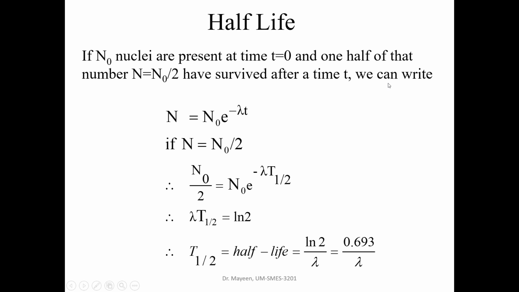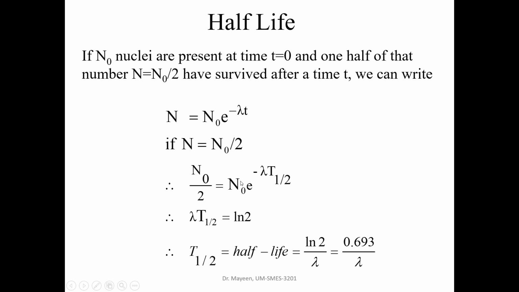So we can write then N is equal to N naught exponential minus lambda t. According to our conditions, if N is equal to N naught by 2, we just need to put the value of N into this equation. So we will have N naught by 2 is equal to N naught exponential minus lambda T, where this is the capital T for the half life.